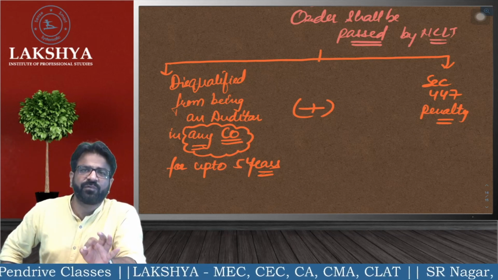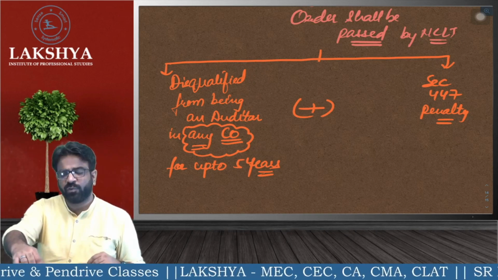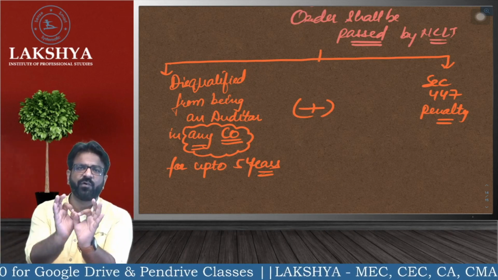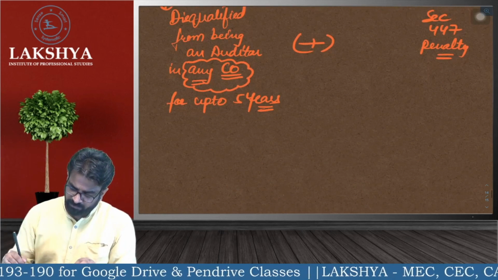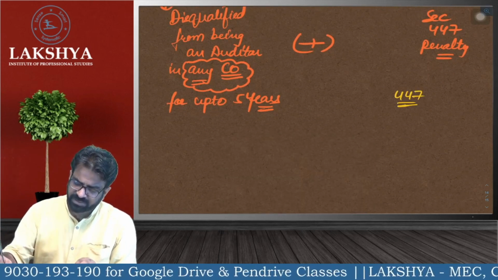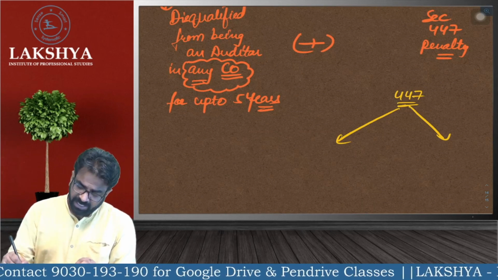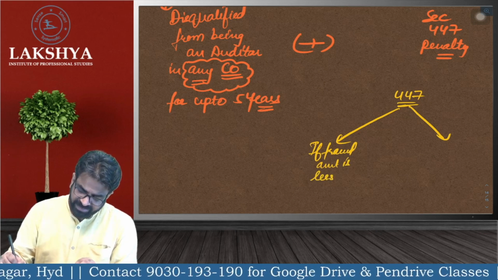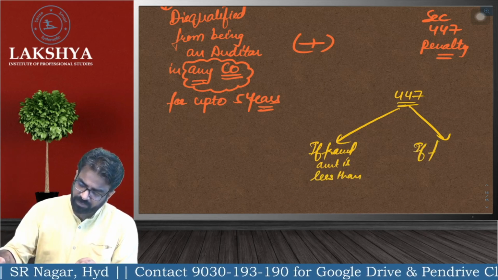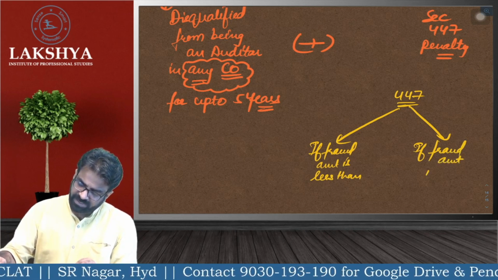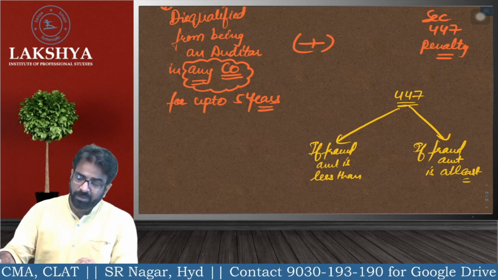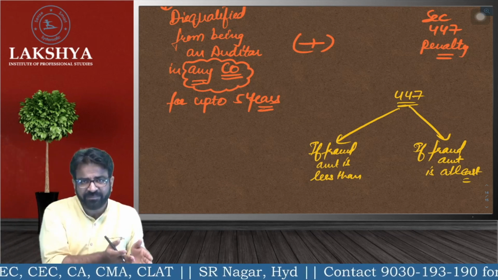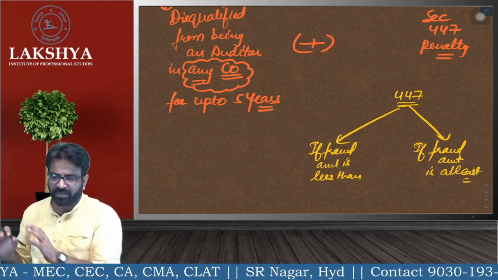Under section 447. I hope you all know section number 447 in law, but still I'll give you the gist of this section. What does 447 say? Just a small gist. 447 says that if the fraud amount is less than, and if the fraud amount is at least, the total amount of the fraud in the company is less than on one side and at least on the other side.